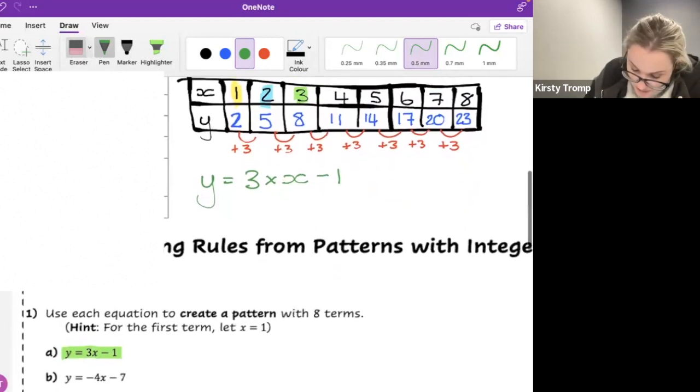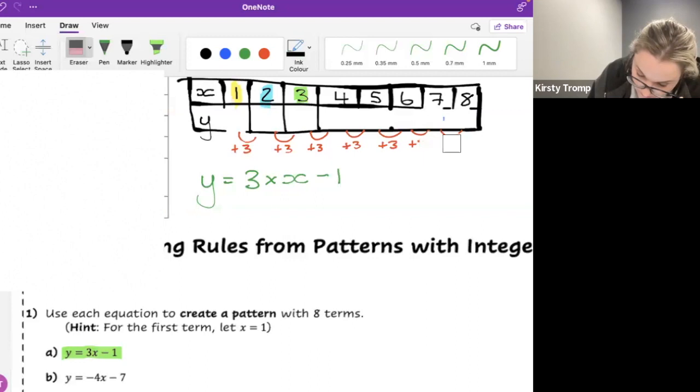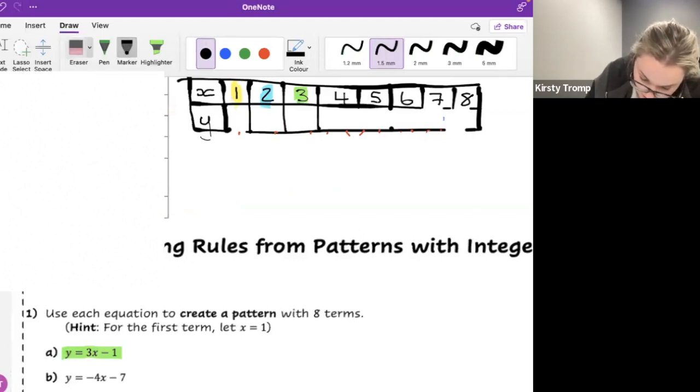Okay, let's go have a look at B. So I'm going to erase my numbers quickly. So again, I'm looking to put them in the same block, guys.